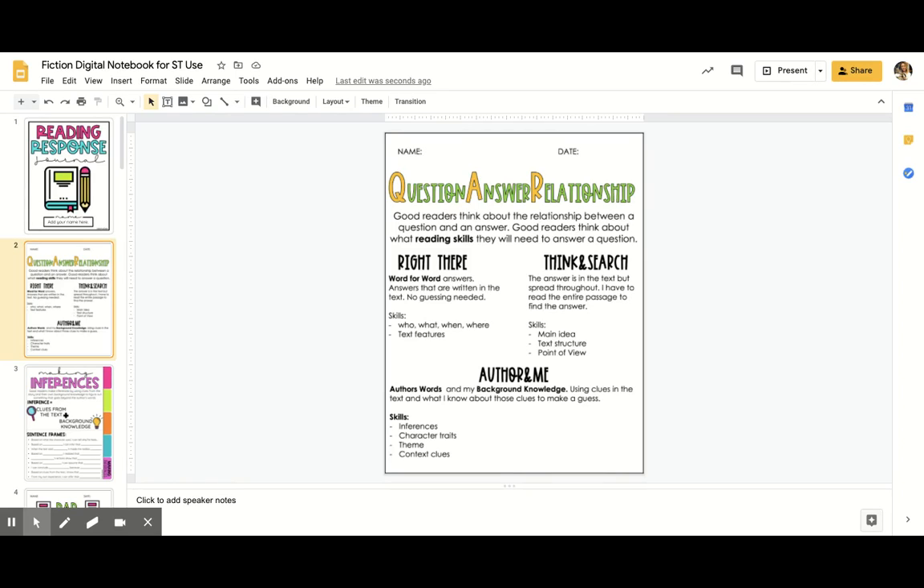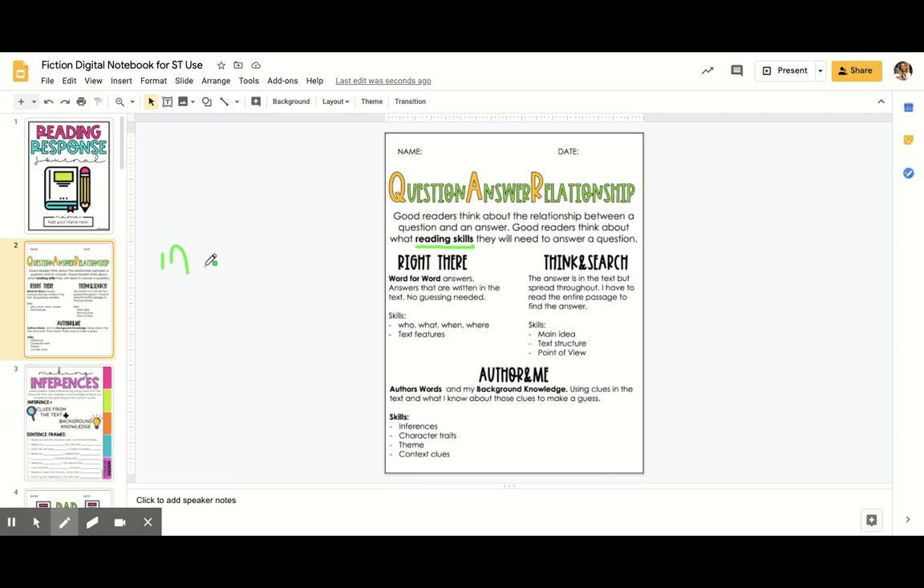Okay, kiddos, so now that we've reviewed what a fact is and what an inference is, what I really want to talk to you about is the question-answer relationship. This is an anchor chart that we are going to keep coming back to all year long. So let's look at it. It says, good readers think about the relationship between a question and an answer. Good readers think about what reading skills they will need to answer a question. I want you to think about this word right here, reading skills. What do I mean when I say a reading skill? Well, kind of what we're talking about today, right?